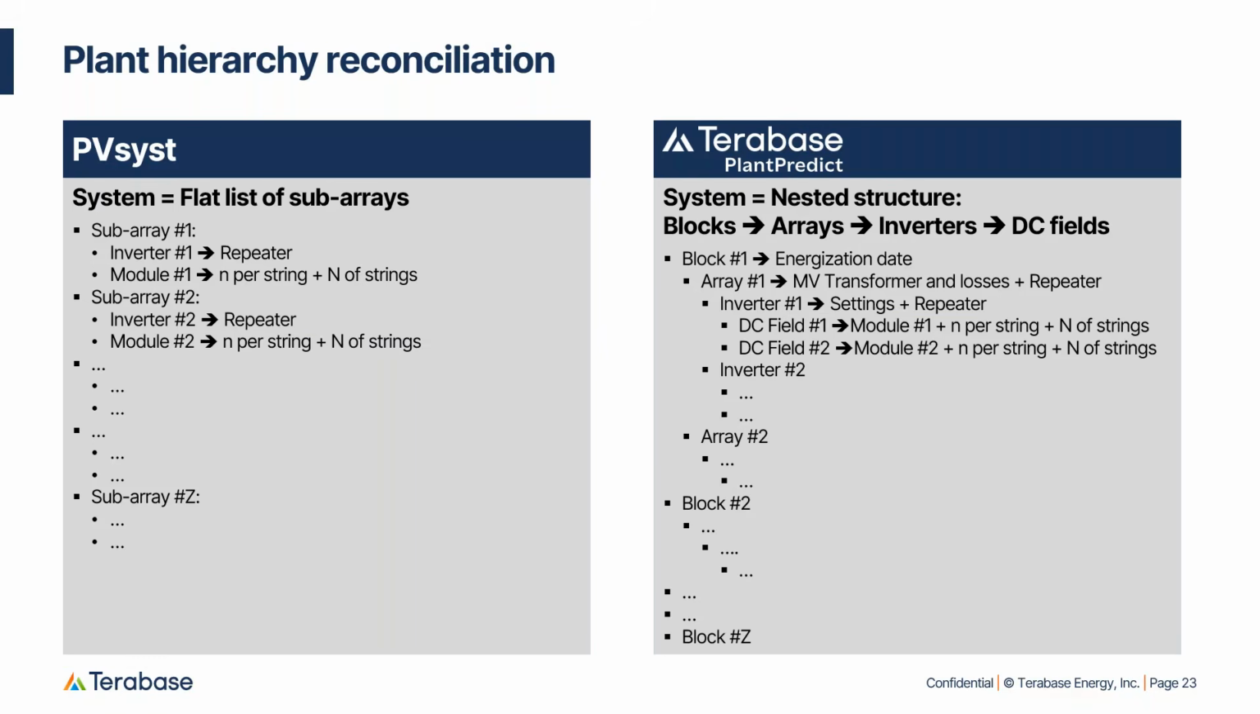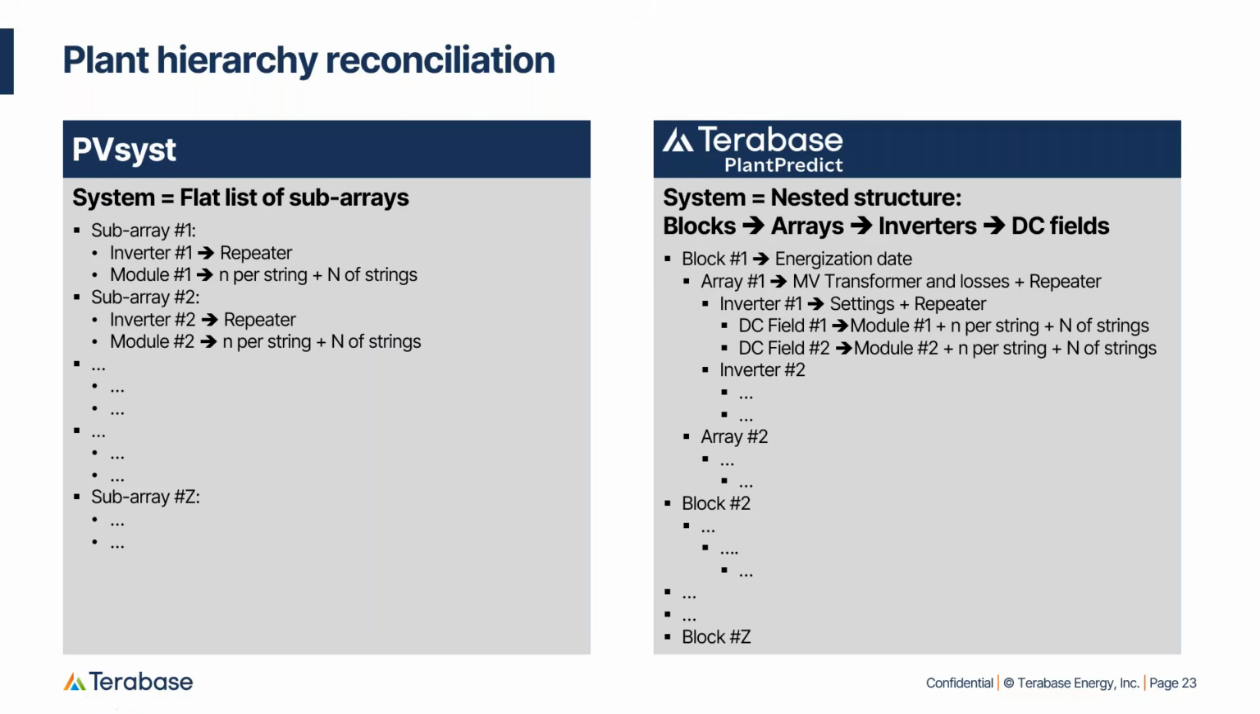PlantPredict, on the other hand, has a much richer nested structure, which is we have blocks. In the blocks, there are one or multiple arrays. In the arrays, there are one or multiple inverters. And in the inverters, you have one or more DC fields, meaning that you can have an inverter that has two DC fields with two different modules connected to it. And the logic here is that at the block level, you set the energization date if you commission your power plant little by little. At the array level, you have your transformer and medium voltage losses, and you can have a repeater.